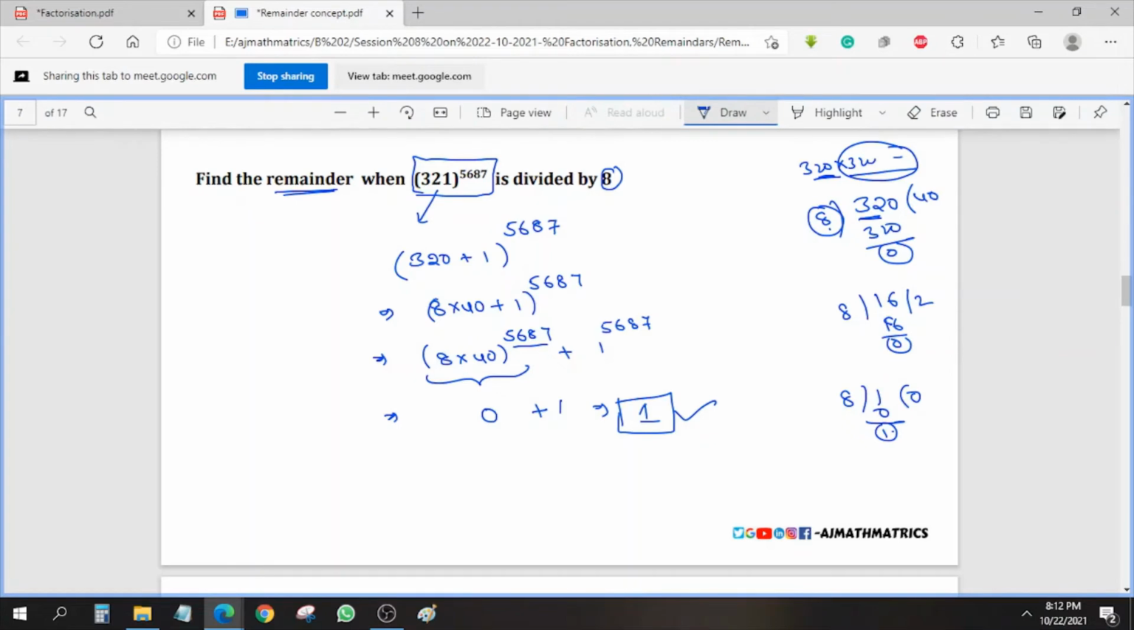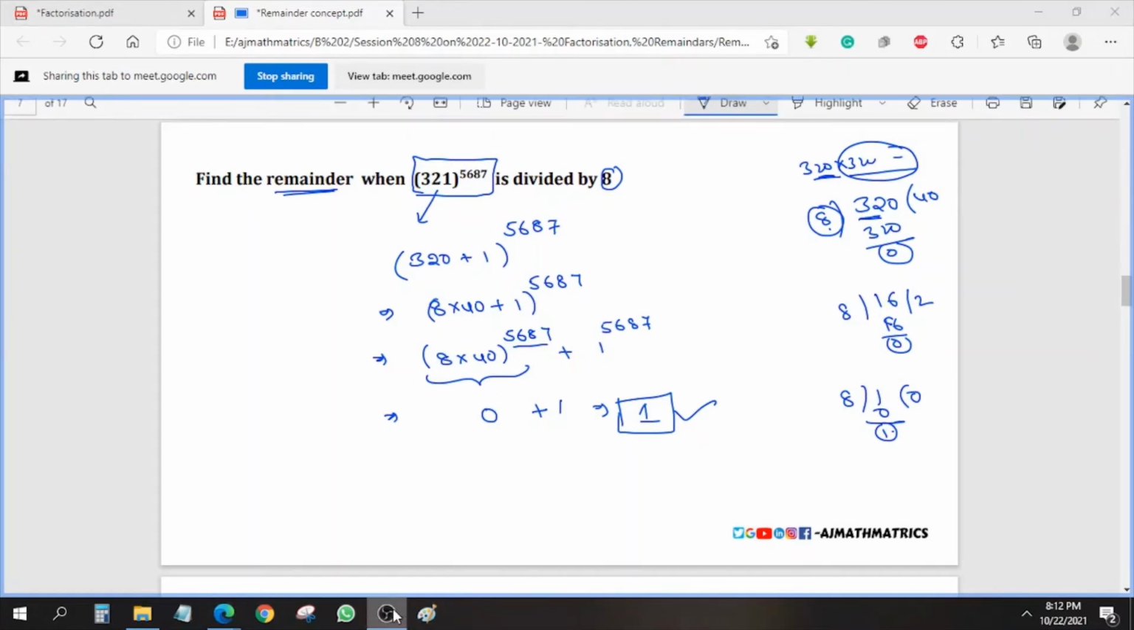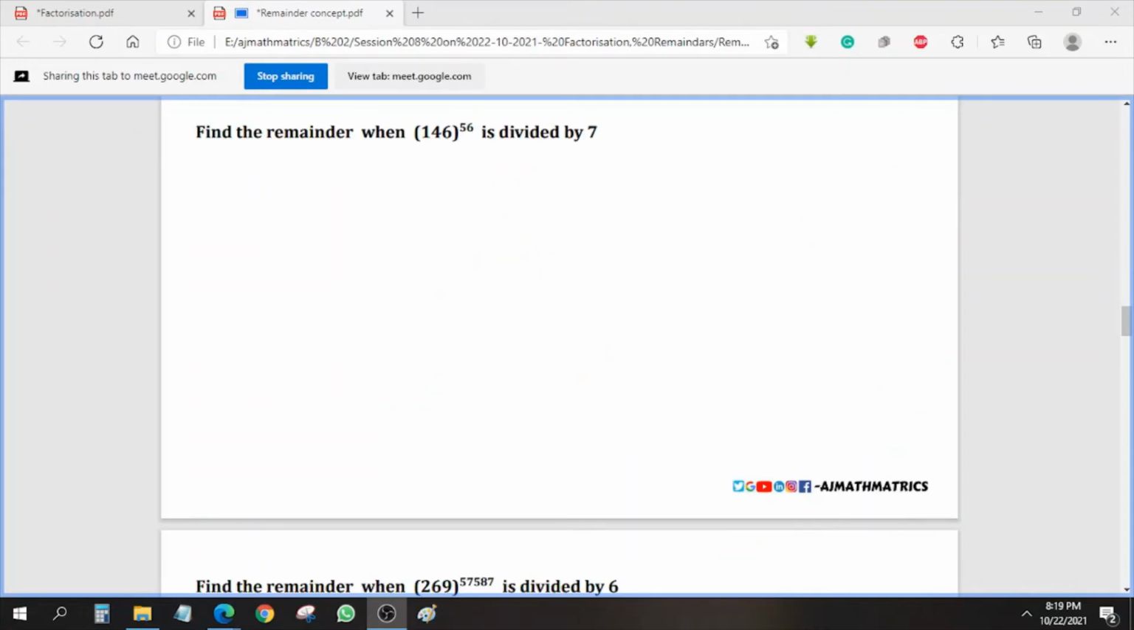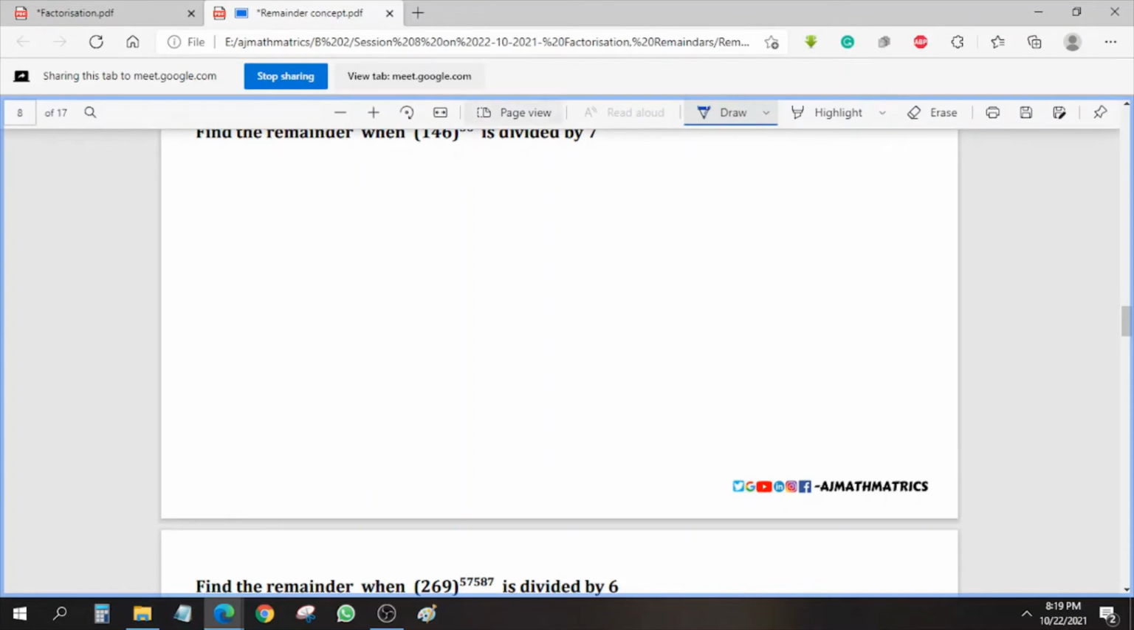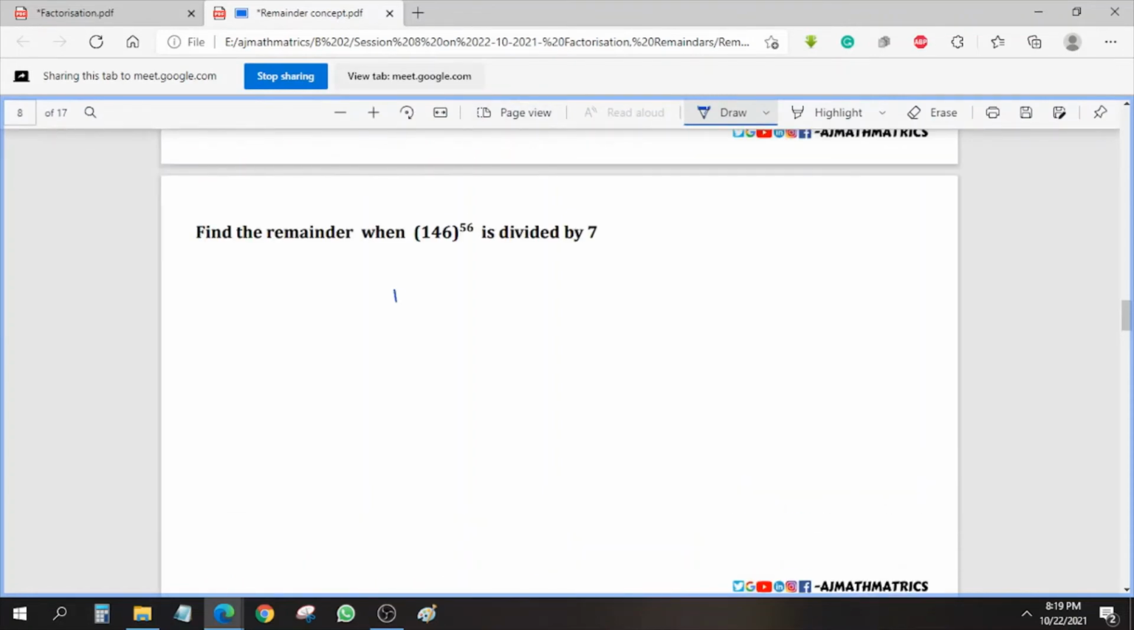Okay, so by looking at this question we feel it's very complicated, but still you can solve it in a logical way. I'll solve this one. So 146 we can write as 147 minus 1, because if you write it like 140 plus 6 power 56, 140 is divisible by 7, so obviously we'll get the remainder as 0, but 6 power 56 is a very difficult number to find out, so that's why we need to go with the next value, that is 147 minus 1.